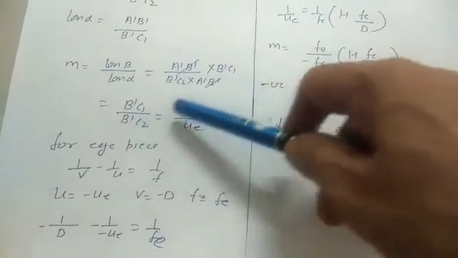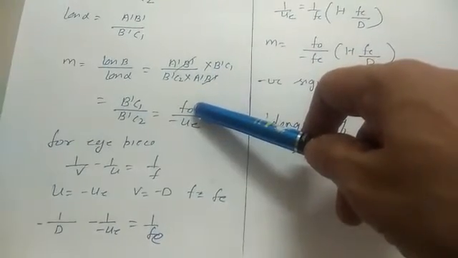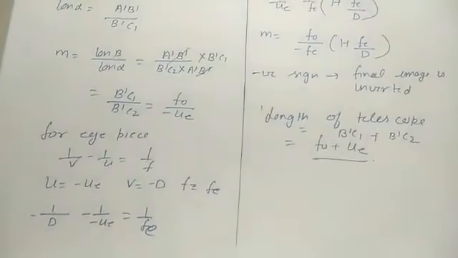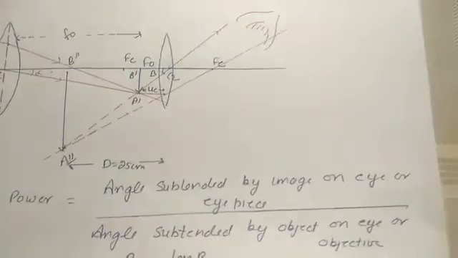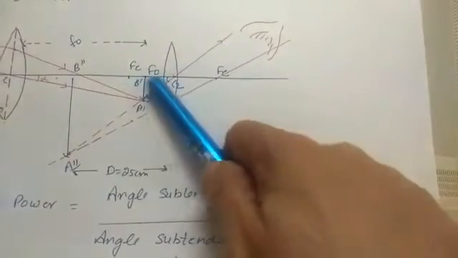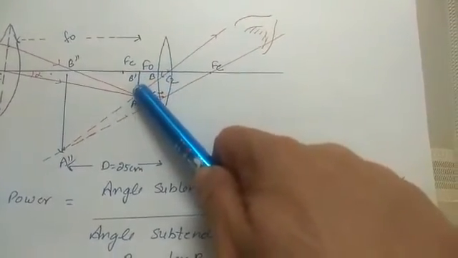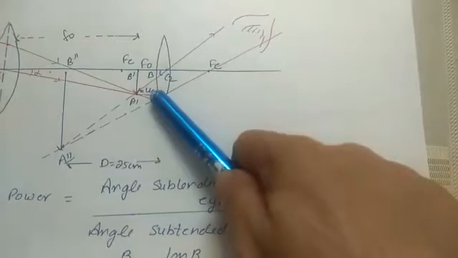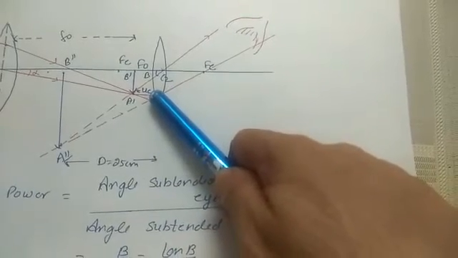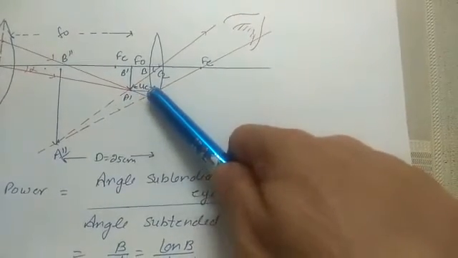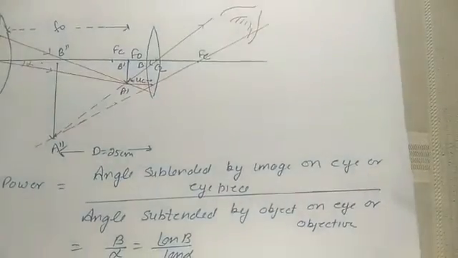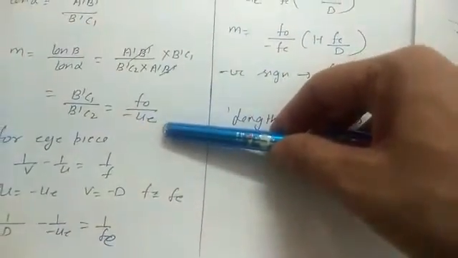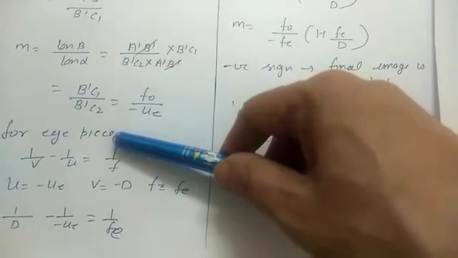What is B dash C1? It was the FO, focal length of objective, and B dash C2 is the distance of object from the eyepiece. This is taken as UE. U is the distance of object, but E represents that this is the distance of object from the eyepiece. And that's why we take FO upon minus UE.